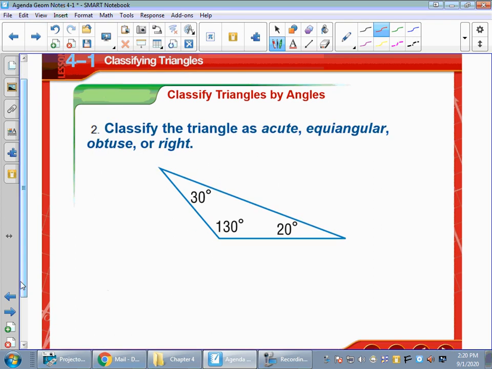Classify the triangle as acute, equiangular, obtuse, or right. Well, in this case, this would have to be an obtuse triangle because it has this one obtuse angle there. Okay, let's keep rolling.